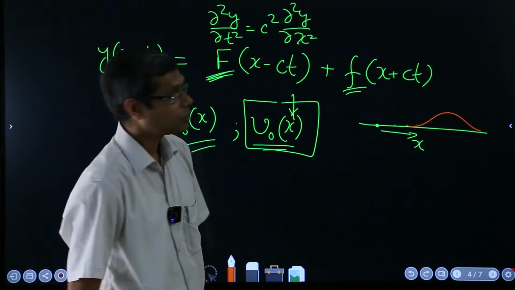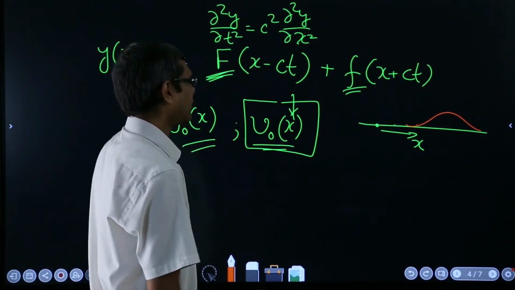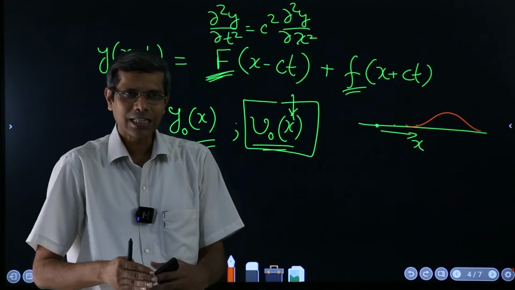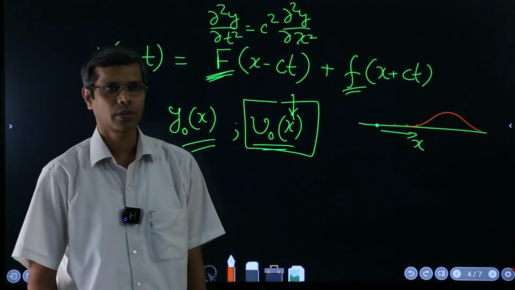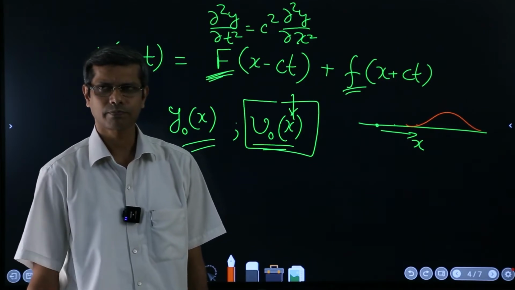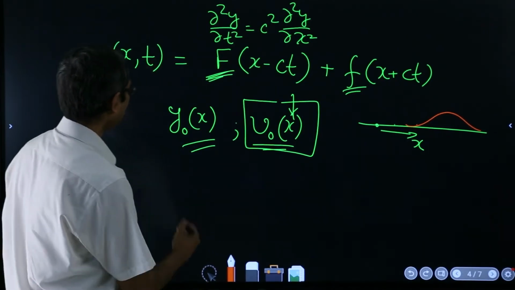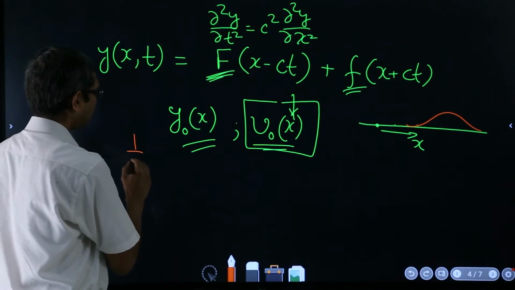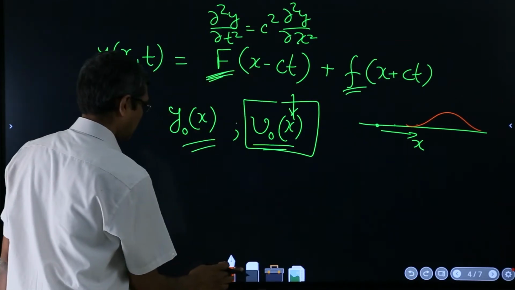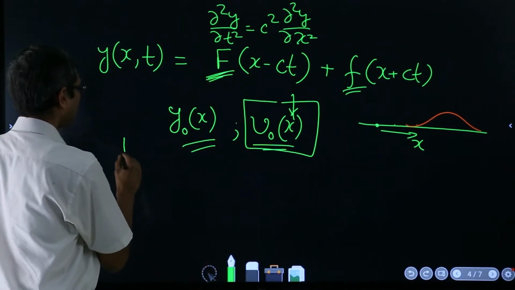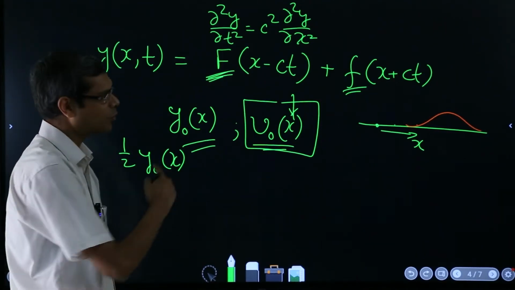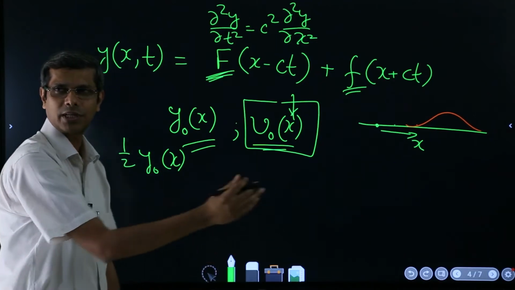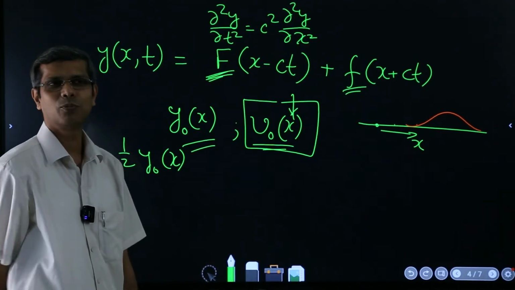Agree? So that is why whatever you give, it will just split into two parts and start moving in two directions. Say something, want to say something? Okay. So that means half of y naught x will start moving in the positive direction, or rightward, and half of that will move leftward.